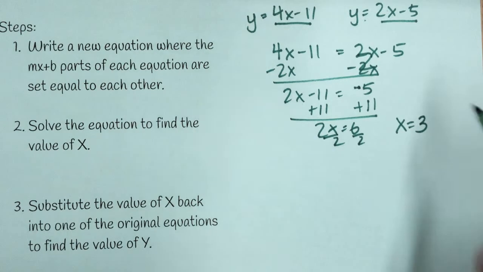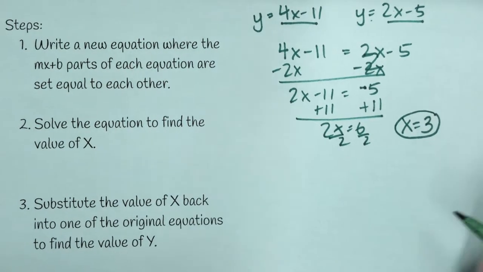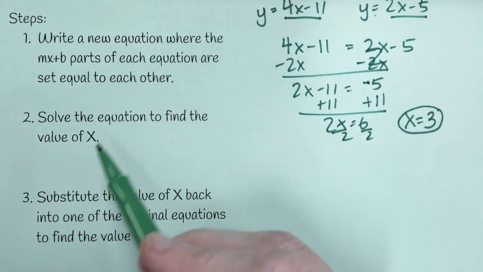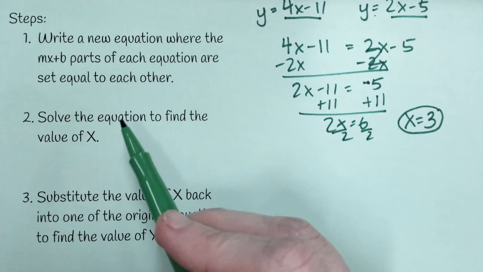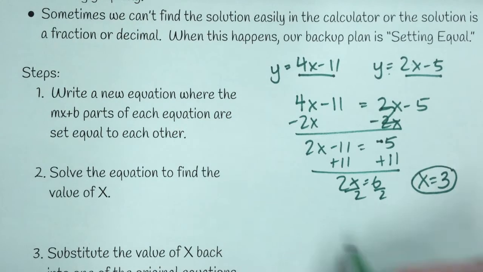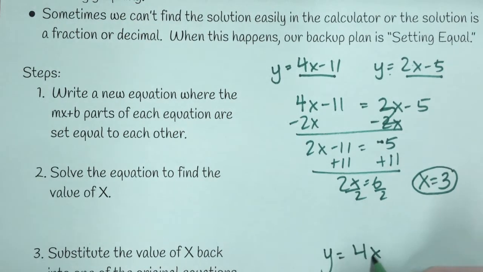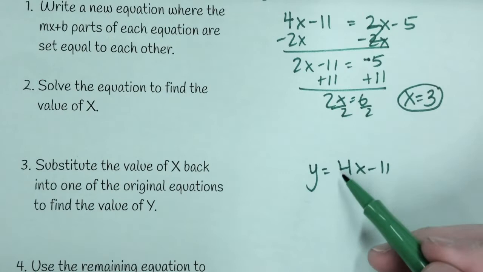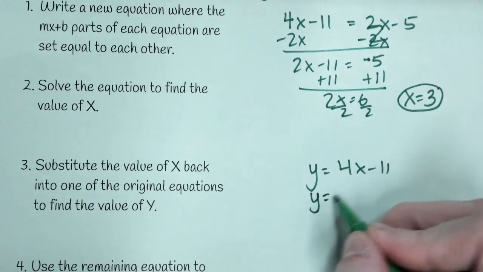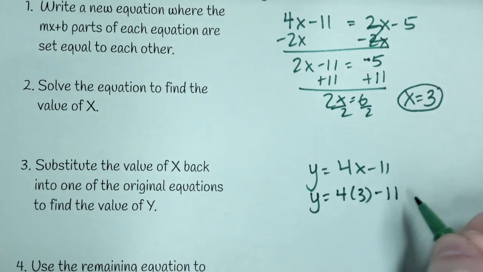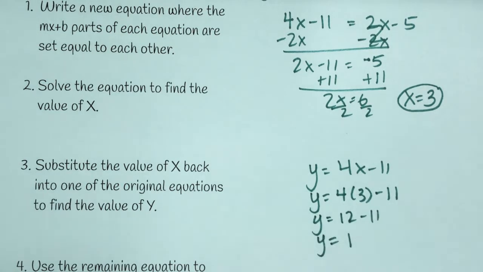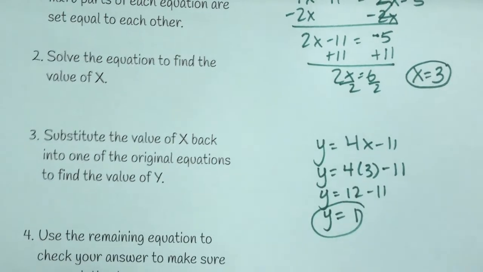Okay, so now that I know that x equals 3, remember my solution is a coordinate. It's an ordered pair. It's an x and a y combination. So now I need to substitute that value of x back into one of my original equations. I'm going to start with the first one, y equals 4x minus 11, and substitute this in for x to figure out what y is. So y equals 4 times 3 minus 11, which is 12 minus 11, which means y is 1. So right now, I think x is 3 and y is 1.